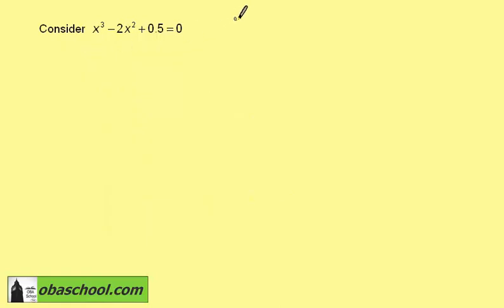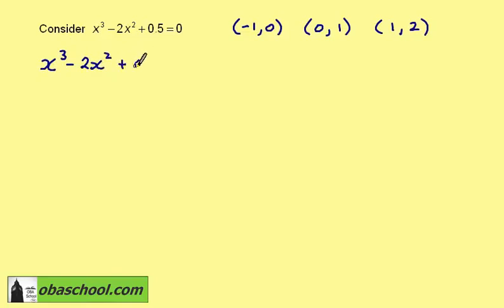So we've seen for this equation that we have roots between -1 and 0, 0 and 1, and 1 and 2. Let's start with this equation and see some different arrangements. We have x cubed minus 2x squared plus 0.5 is equal to 0.